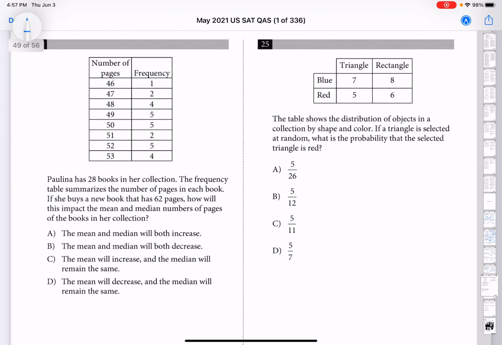All right, 23. Paulina has 28 books in her collection. The frequency table summarizes the number of pages in each book. If she buys a new book that has 62 pages, how will this impact the mean and the median number of pages of books in her collection? The easier part to answer is that 62 pages is kind of like an outlier. The mean will definitely go up because you're adding a much bigger number. So it could be A, it's not going to be B, it could be C, it's not going to be D.